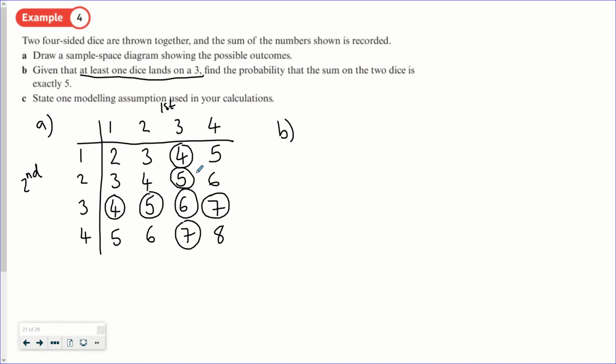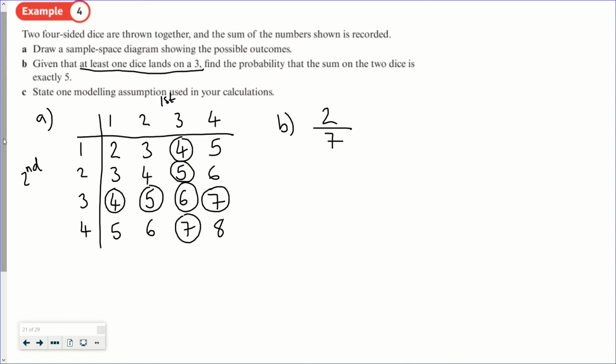So now we're sort of zooming in, and our sample space diagram is only those circled numbers. So they're all equally likely, and we've got 1, 2, 3, 4, 5, 6, 7 options. And out of the 7 equally likely options, we need to work out how many of them have an outcome of 5, a score of 5 on the two dice. So we've got 2 out of the 7 equally likely options. So that's the probability of landing on that.